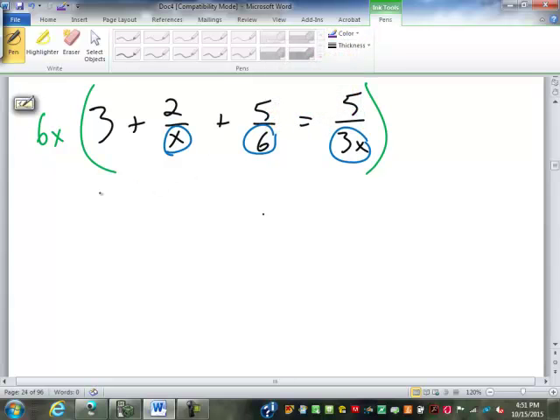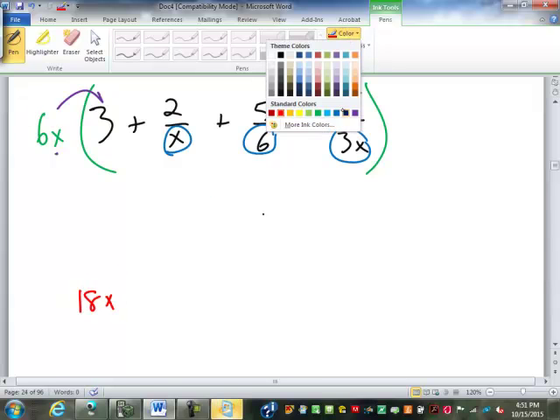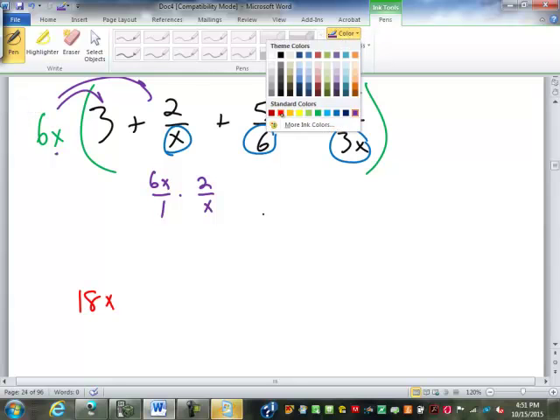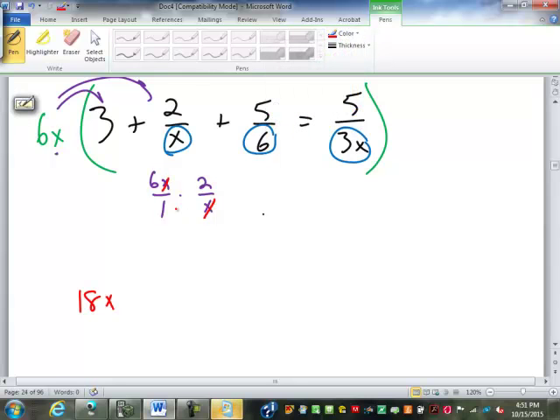So 6x times 3, that's simple. That's just 18x. 6x times 2 over x. Well, this is 6x over 1 times 2 over x. And what cross cancels is just the x. 6 times 2 is 12.